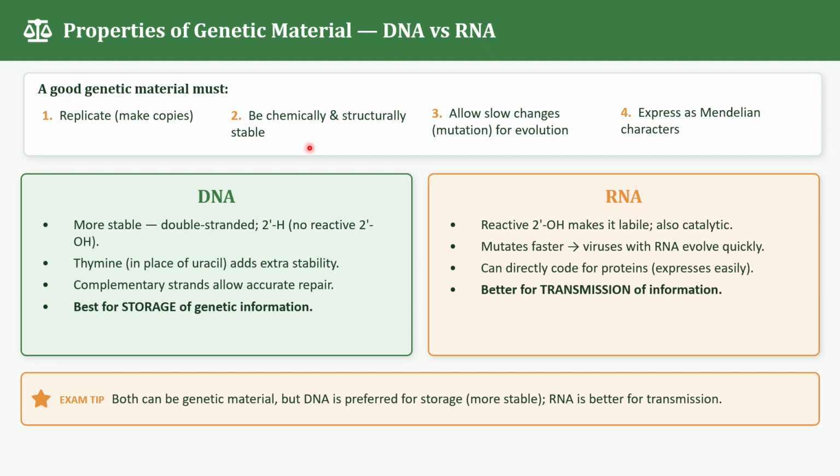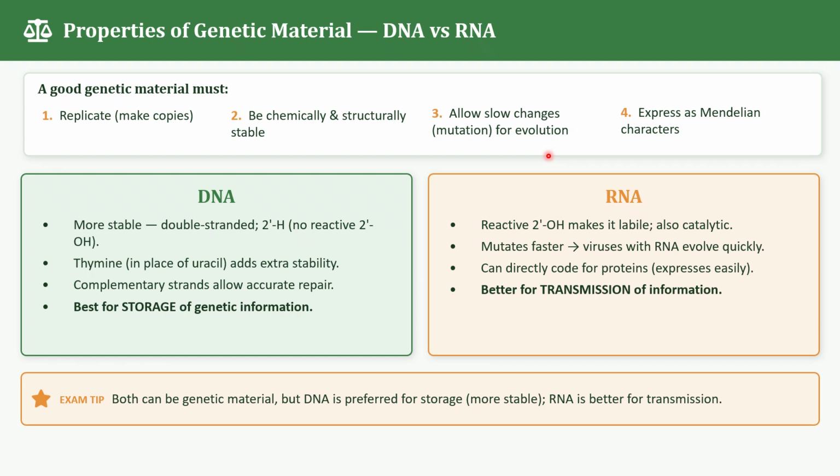And the next one is that it allows slow changes for evolution. Changes immediately bring to mind mutation. Mutation creates variations needed for evolution. DNA mutates slowly, RNA mutates rapidly. So this explains why RNA viruses evolve quickly. Examples we can give are tobacco mosaic virus, TMV, and Qβ bacteriophage.